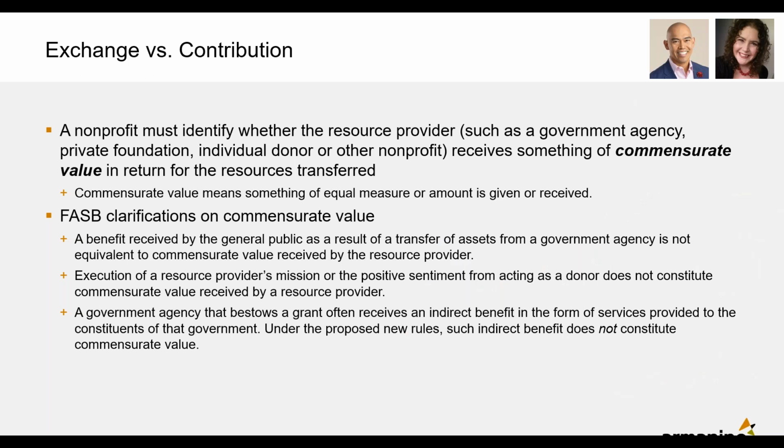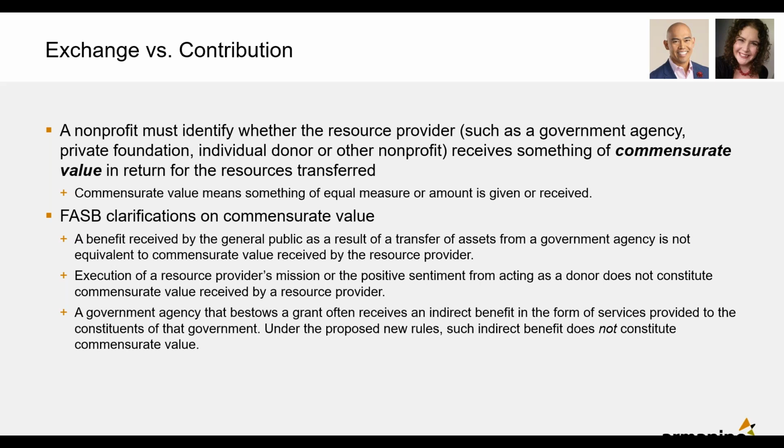So I think one of the things, and probably the reason why you joined this webinar today, is because you heard everything's going to change. And part of the reason is because of this exchange versus contribution decision tree here. The big thing is the FASB prior to this has never really defined commensurate value. It's up for you to make your argument, and as a result, it's been interpreted very differently depending on what kind of treatment you wanted. You could probably argue it either way in some cases. In some cases, it's more clear cut.